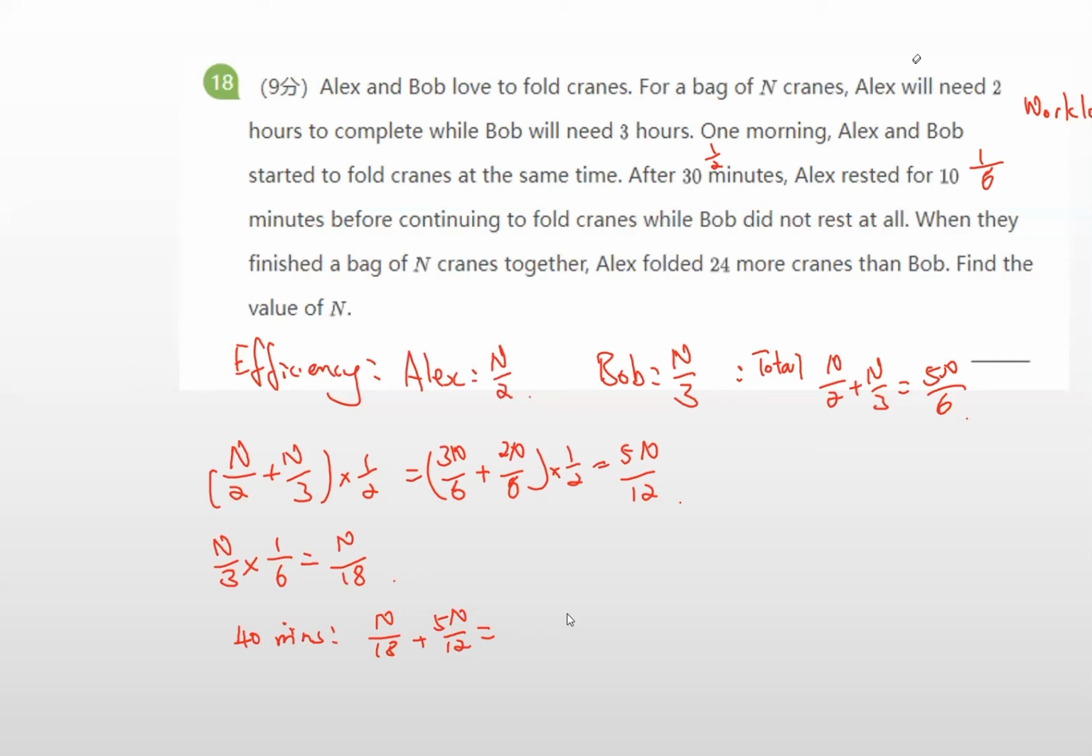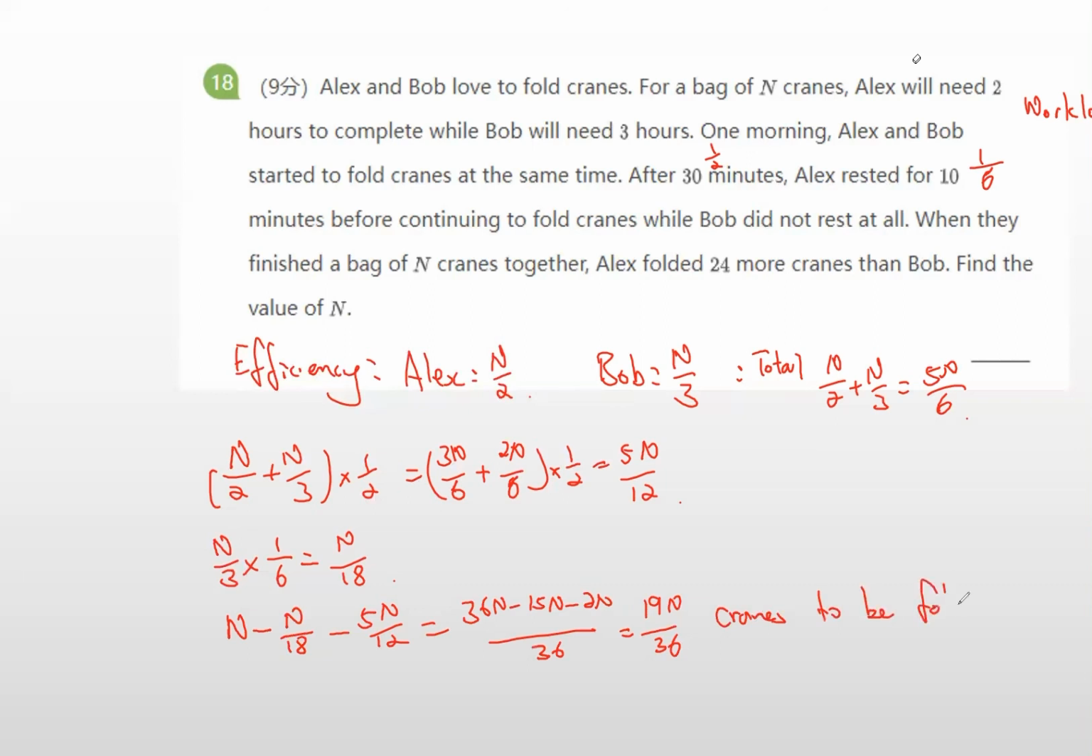Actually, let's make it easier. Let's do this in one step. Let's think about how many prints are remaining. We know in total there's N prints. In the first 40 minutes, they folded N over 18, that's in the 10 minutes, and 5N over 12, right? So how many are remaining? They have a common multiple of 36. So just 36N take away 15N take away 2N over 36, which is 19N over 36. So we have 19N over 36 prints to be folded, right?